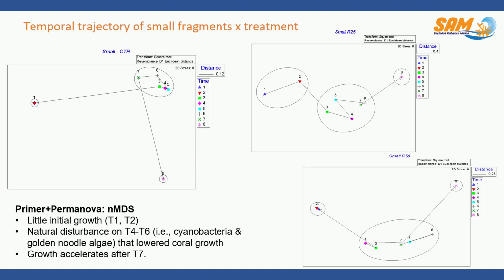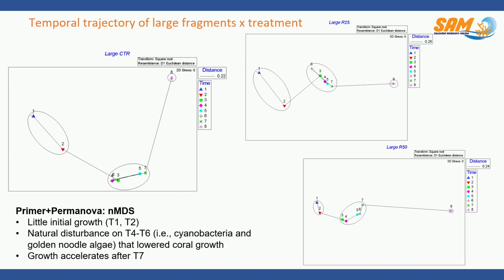So what did we find? This temporal trajectory shows that during the first times that we measured the coral, it was growing, but right after the middle, by T4, T6, we had a natural disturbance, being a bloom of cyanobacteria and golden noodle algae, that affected the growth. But right after that, in the measures that we did, it kept on growing. And this is true for the small size and the larger size.